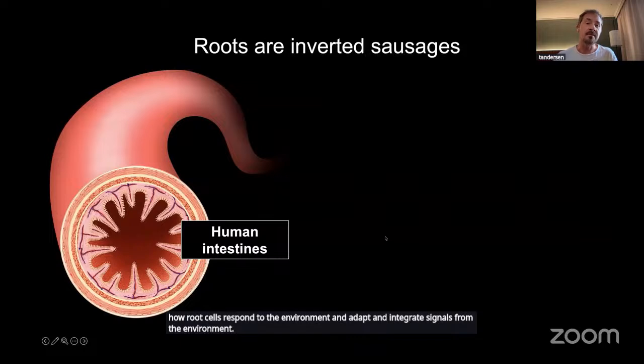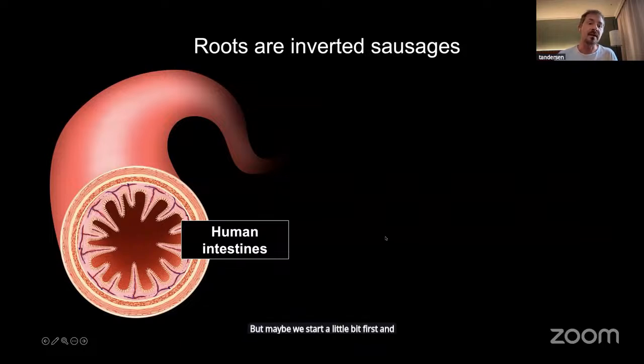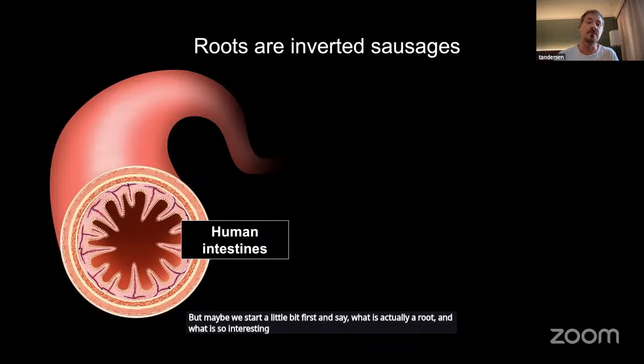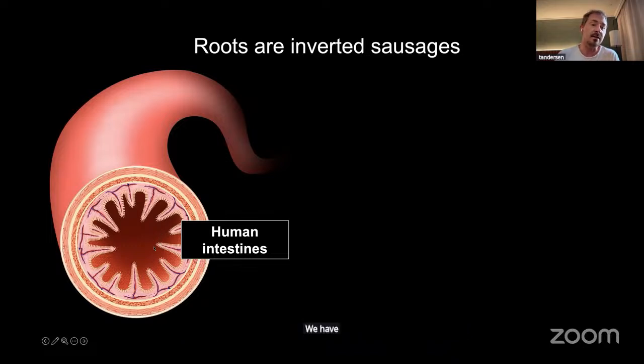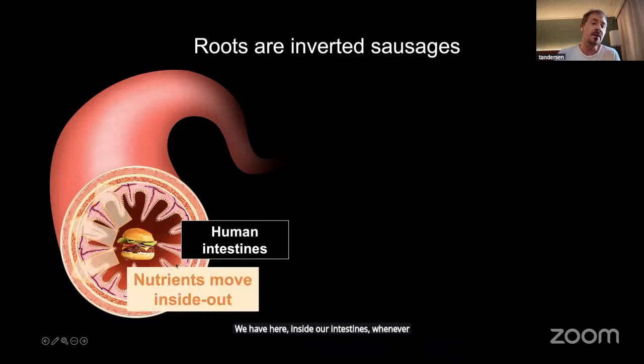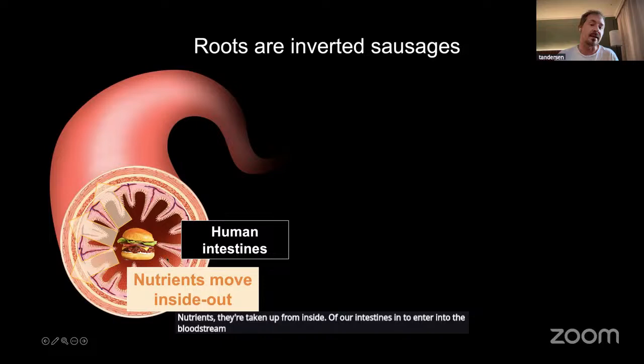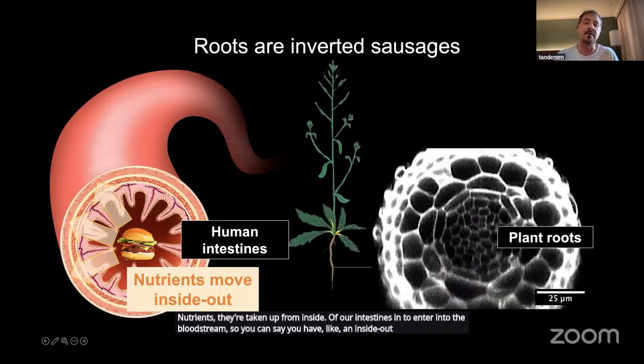But maybe we start a little bit first and say, what is actually a root and what is so interesting about roots as such? Roots are essentially inverted sausages. So if you think about human intestines, whenever we eat some food, nutrients are taken up from inside of our intestines and enter into the bloodstream. So you can say you have an inside-out transport, and roots are in fact the opposite.